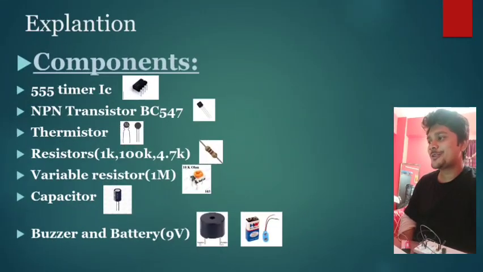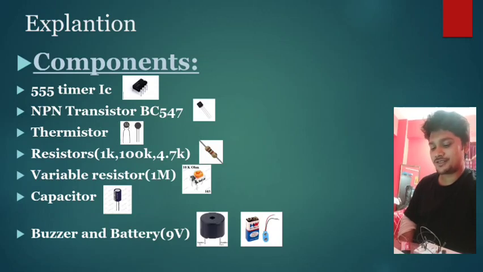In this slide, we are going to talk about which components we have used to implement our hardware. First of all, the 555 timer IC. We can make a fire alarm out of many things, but we are using the 555 timer. We need a BC547 NPN transistor, a thermistor, and a bunch of resistors like 1k, 100k, and 4.7k. We need a variable resistor of 1M, a capacitor of 10 microfarad, a 9 volt battery, and a buzzer.